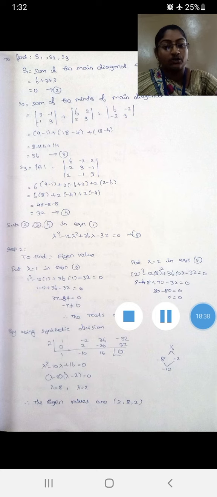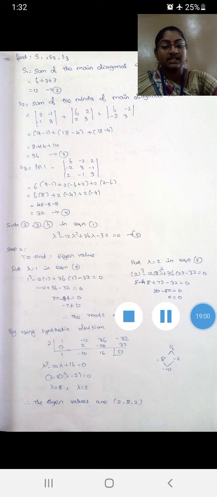In step 2 we have to find the eigenvalues. So put lambda equal to 1 in equation 5. My left hand side and right hand side are not equal. Hence move on to lambda equal to 2 in equation 5. Now the left hand side and right hand side are both equal to 0. So I can take the value lambda equal to 2. So this is my first eigenvalue.